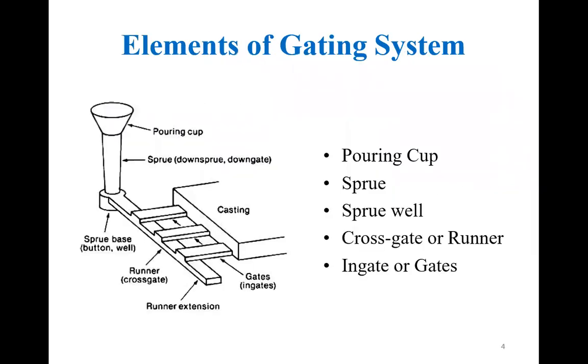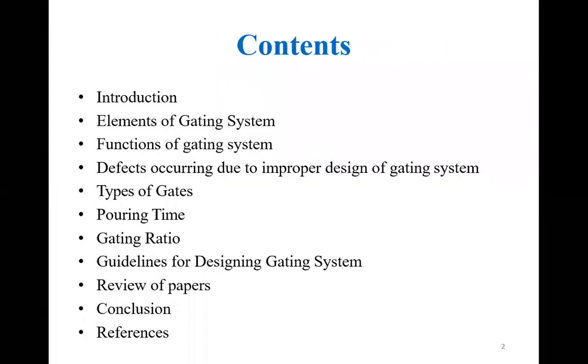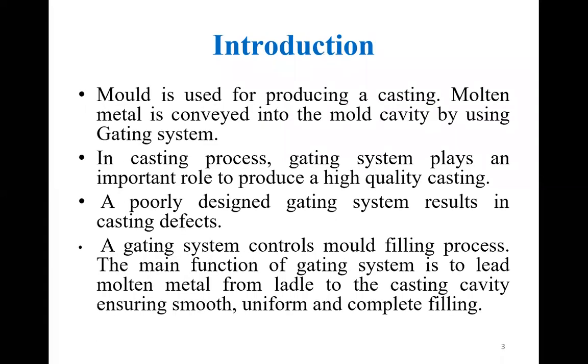So the first thing is, what is a gate? What is a gating system? How is it arranged? What is the main use of a gating system? What is the importance of a gating system? It must be very smooth. It must have a uniform shape, not any different shapes. It must be very smooth so that the molten metal can be poured correctly into the cavity.